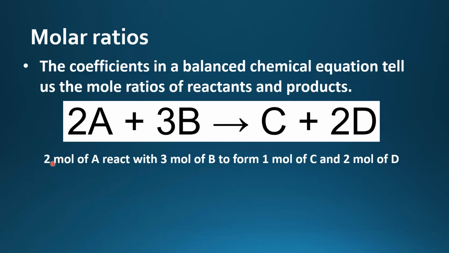So what this means is 2 moles of A, that's what the 2 in front means, react with 3 moles of B to form 1 mole of C and 2 moles of D. These numbers in front are the coefficients, and they tell us the mole ratios of the reactants on the left side and the products on the right side.